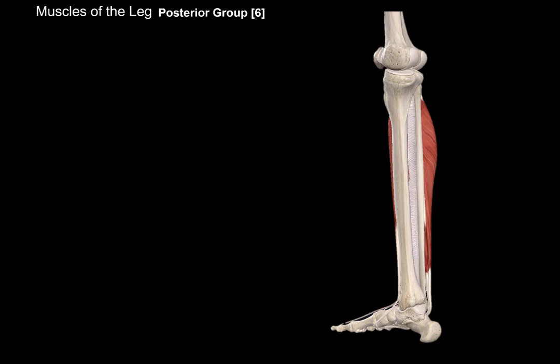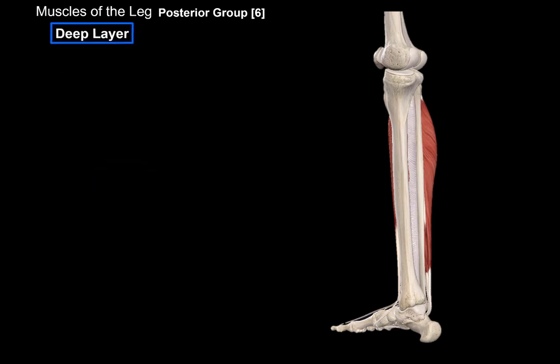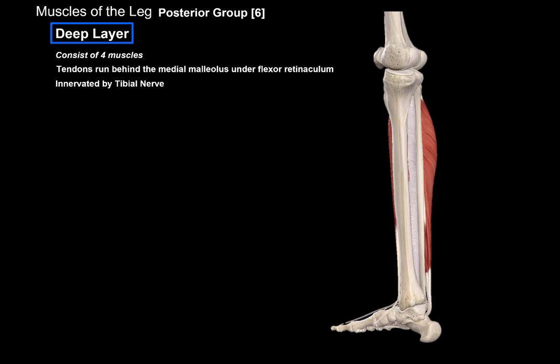The posterior group muscles are divided into the deep layer and the superficial layer, and these 2 layers are separated by a deep fascia, or a deep lamina. And as always, we will start with the deep layers first. The deep layer consists of 4 muscles, and tendons of these muscles run behind the medial malleolus under the flexor retinaculum, and all of these muscles are innervated by the tibial nerve.